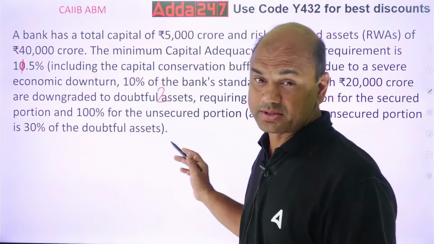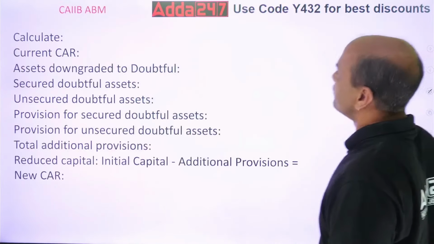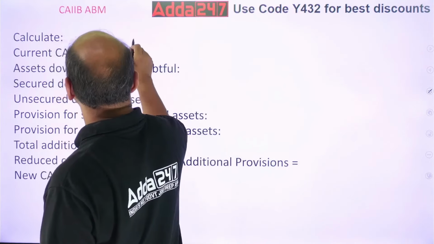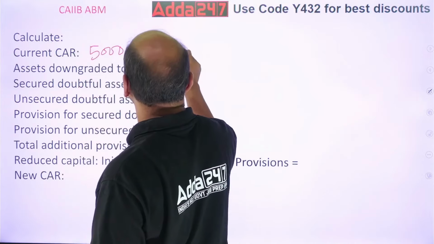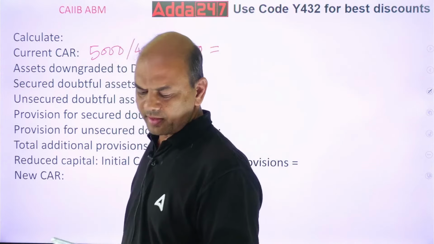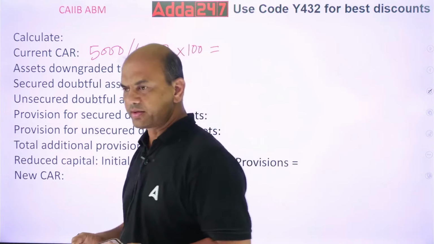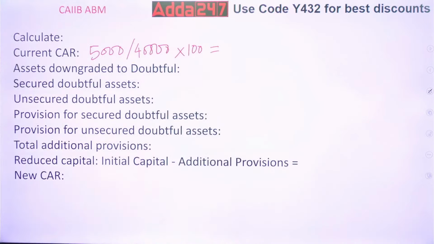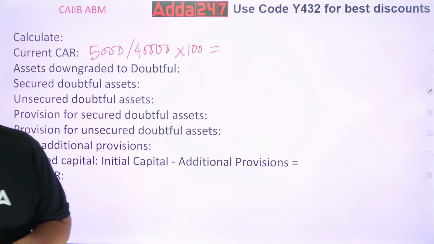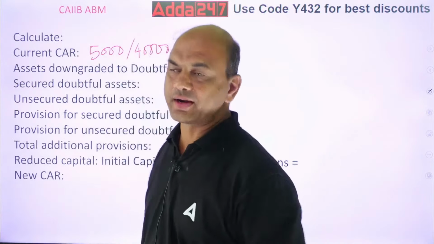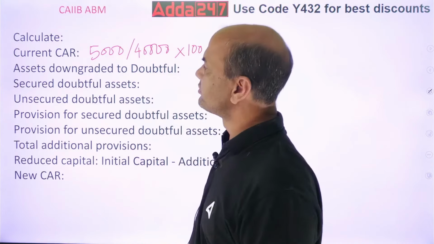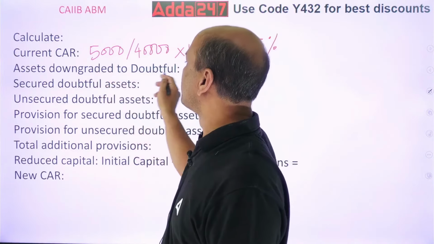Do it, everyone. 5,000 upon 40,000, and of course into 100 you have to do later. So what is the answer? Everyone try this. That is 5 upon 40, try it on the calculator into 100. Are you getting 12.5%? 12.5%.